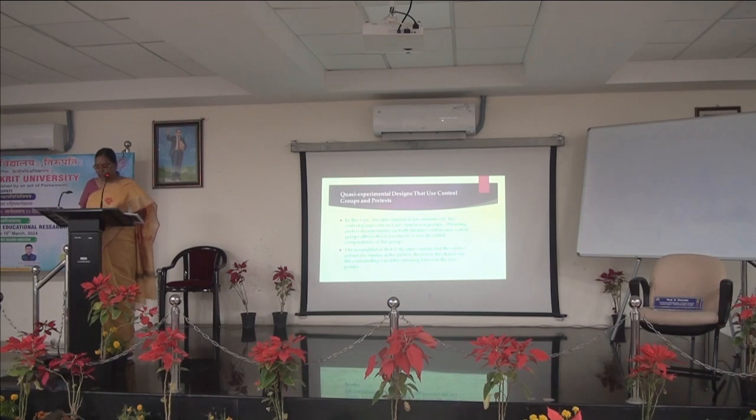Quasi-experimental design that uses control groups and pretest. Second model: control is there, pretest is there. In this type, the intervention is not randomized. The control groups selected are comparison groups. Obtaining pretest measurements on both the intervention and control groups allows the researchers to assess the initial comparability of the groups. The assumption is that if the intervention and control groups are similar at the pretest, the lesser the chance for confounding variables differing between the two groups. Though the randomization is not there, the groups at least have to be equal.